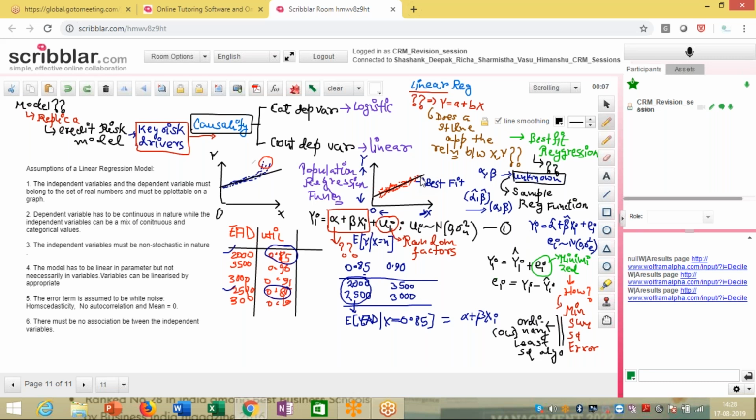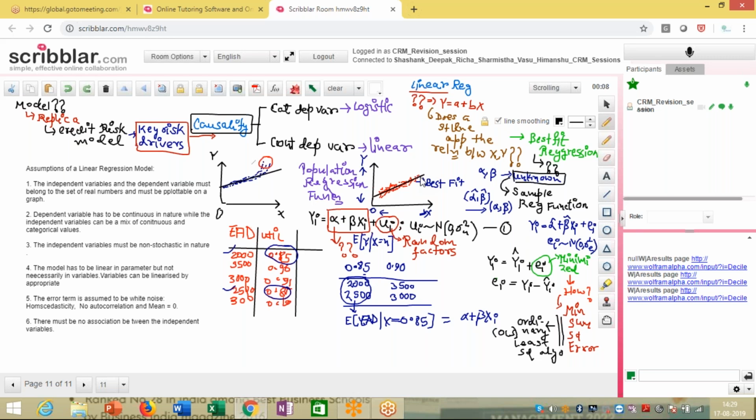And from this point, we have created the dependent variable. We talked about the predicted value of the dependent variable. We talked about the alpha hat. So basically what we talked about was the population regression function and the sample regression function, right?